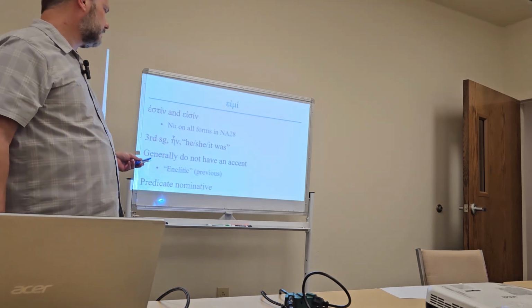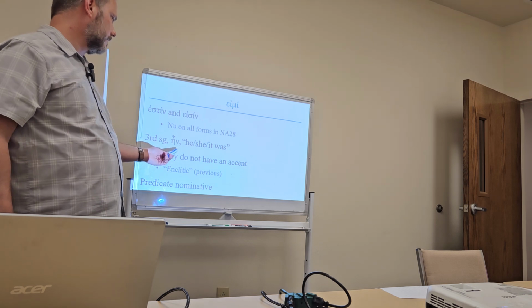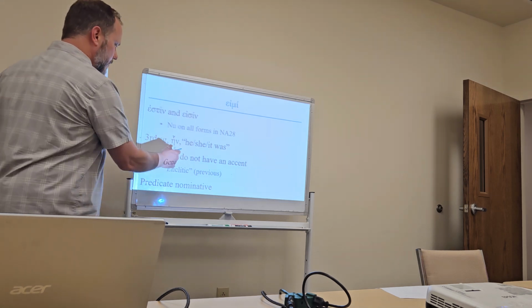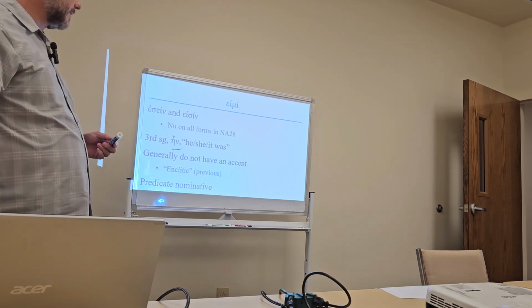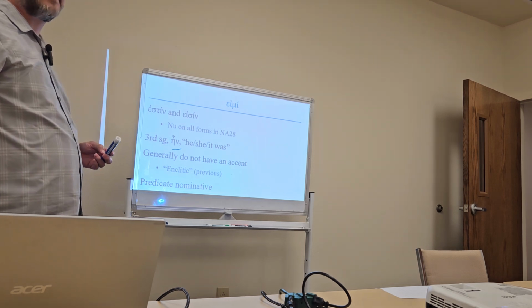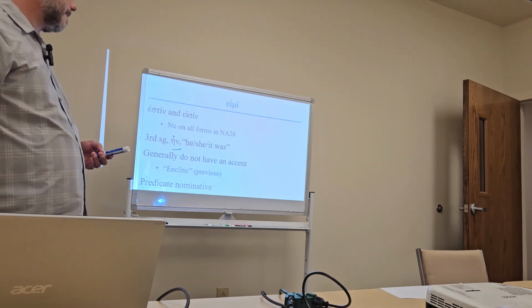Okay, so we're going to give you this as an early vocabulary word. En. This is he, she, it was. It's the third person singular in the past, the simple past tense.